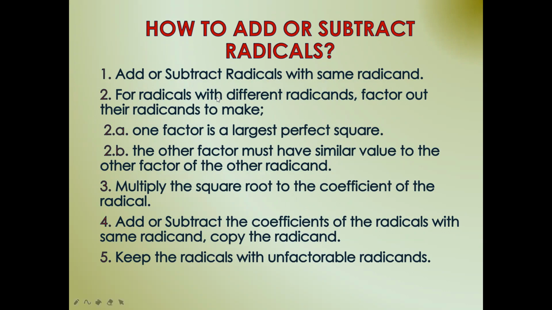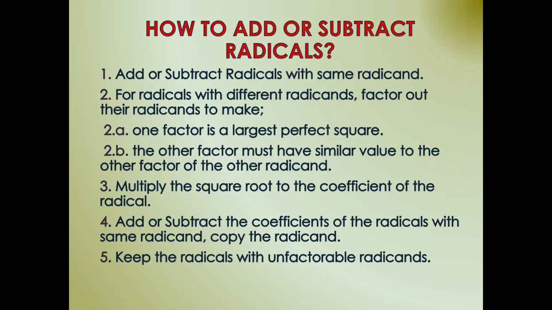Next is for radicals with different radicands, factor out the radicands to make one factor the largest perfect square. Ito ay under sa simplifying radicals. Dinagdagan lang natin na the other factor must have similar value to the other factor of the other radicands. So, pag nag-add tayo and subtract ng radicals, of course, mayroong 2 or more radicals na given. So, dapat isa doon sa factors ng bawat radicals na yon ay magkapareho to make another radicand.